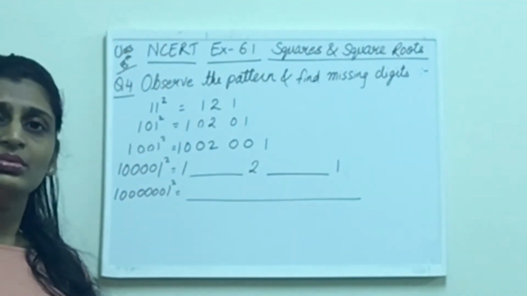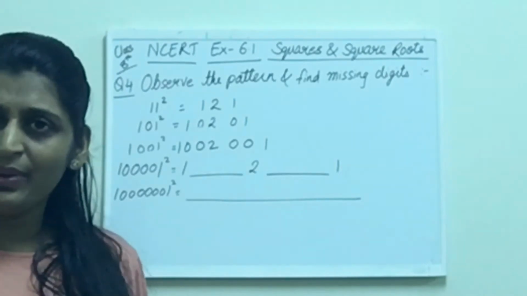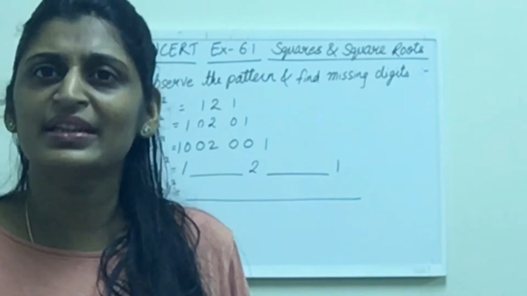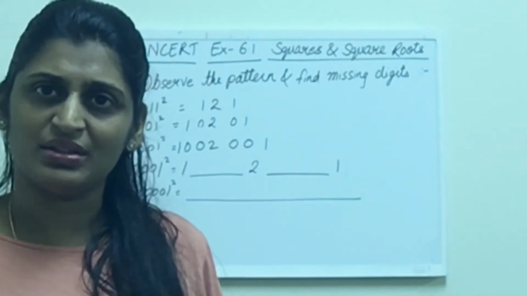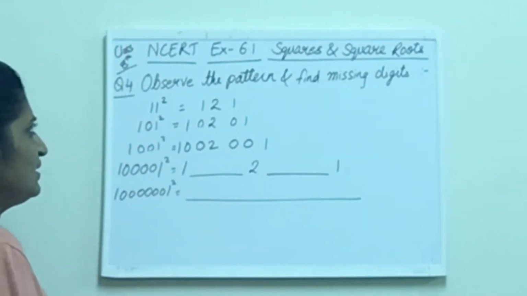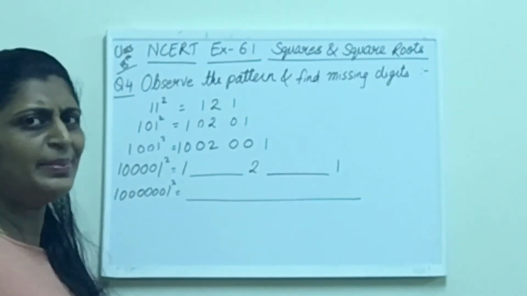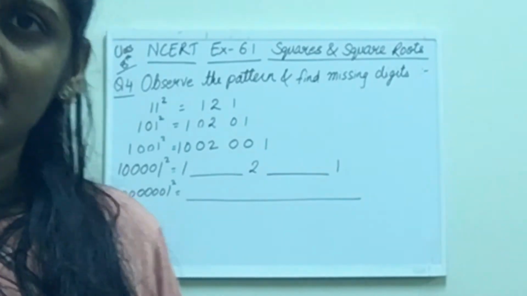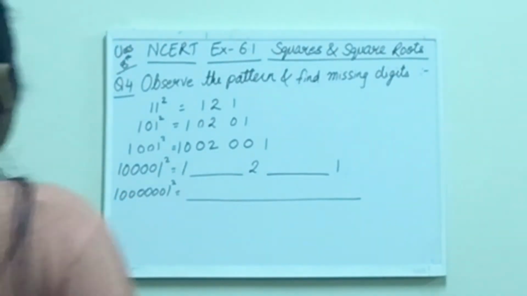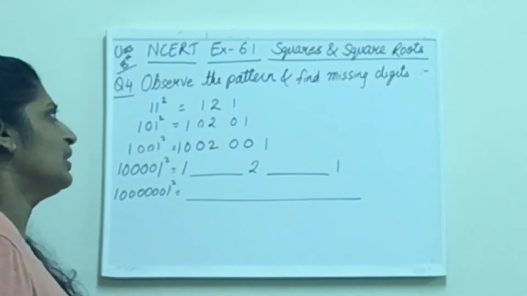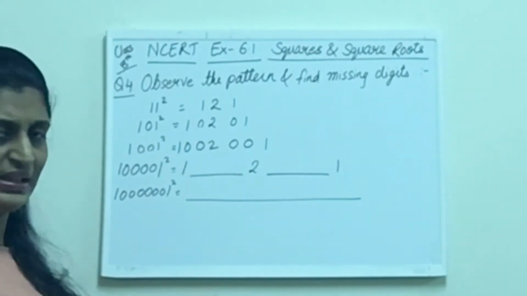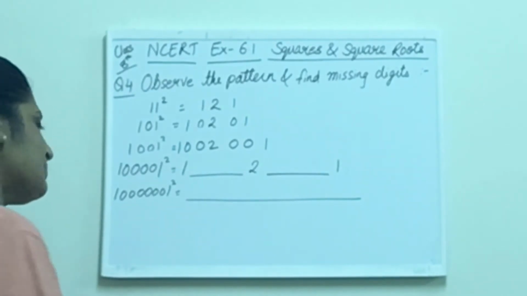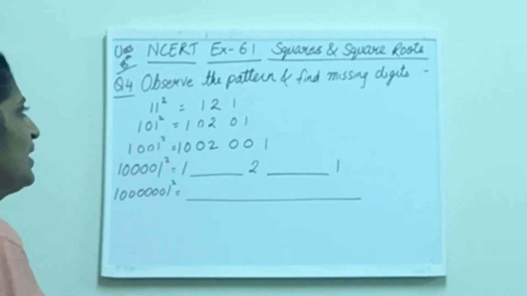You need to look at the pattern which is given in the question and find the missing digits. So here's the first question for us. Observe the pattern and find the missing digits. We need to fill in the gaps. The first number is 11. In 11 there are 2 ones, therefore 1, 2, 1. Next number is 101 square.